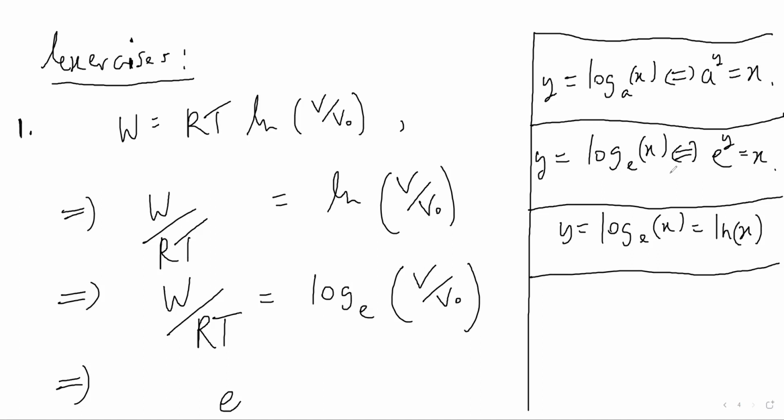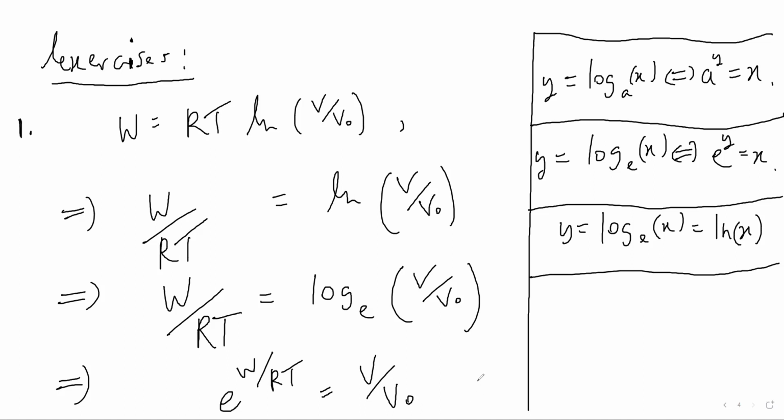I'll say that again. In this definition, we have y is equal to log e x, which implies that e to the power y is equal to x. In this case, we don't have y's and x's, but we do have w over rt and v over v0. So in this case, our y is w over rt. By the definition, we have that e to the power of w over rt is equal to, we don't have an x, but we do have v over v0. So e to the power of w over rt is equal to v over v0.